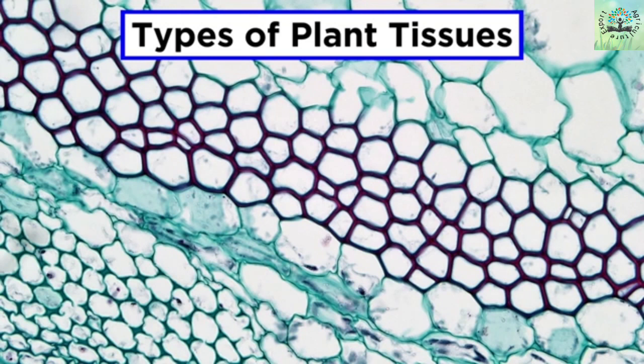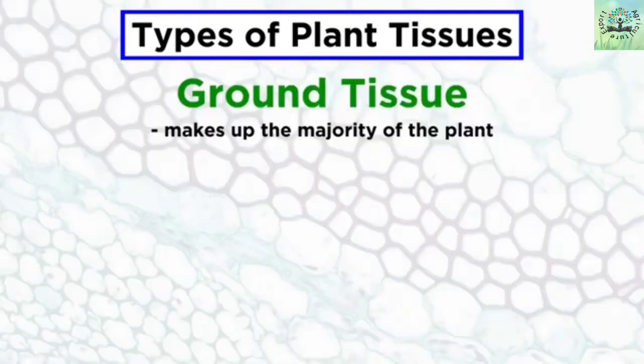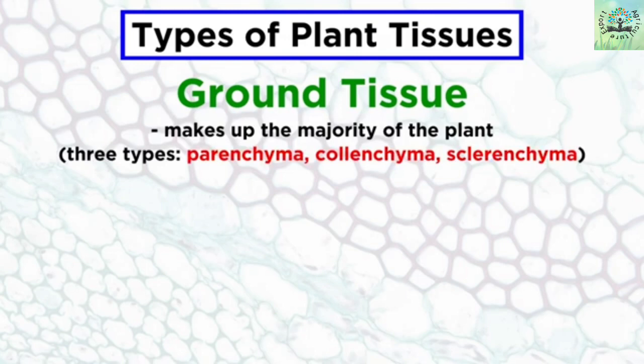Plants have three main types of tissues, and all of these tissues are comprised of the plant cells we discussed in the previous tutorial. So let's go through these types of tissue now. First up, ground tissue makes up the majority of a plant's body, so to speak, and it's broken up into three subgroups based on cell type. Those are the parenchyma, the collenchyma, and the sclerenchyma, which we just learned about.